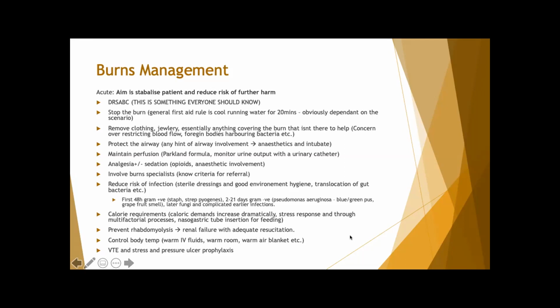The other side of things is to remember your VTE prophylaxis. They're probably going to be bed bound, so they're also at risk of pressure ulcers. So you want to try and avoid losing more skin by making sure they don't get pressure ulcers. Also remember that people who go through these massive stress responses of burns can often have decreased blood flow to their gut and things like that, and it puts them at risk of stress ulcers in the stomach as well.